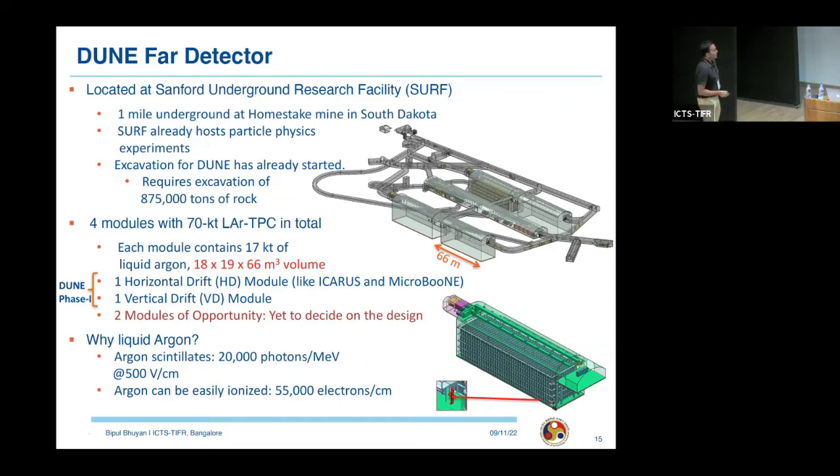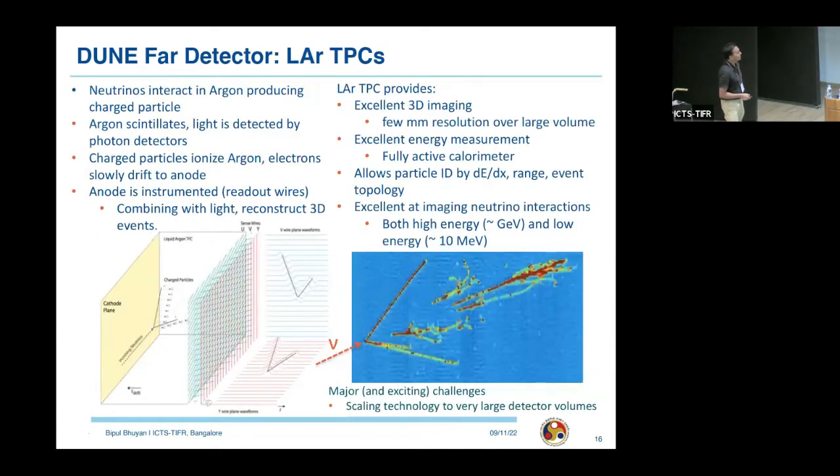Argon actually scintillates. It produces about 20,000 photons per MeV at this particular 500 volt per centimeter. And argon can also be easily ionized, so you get about 55,000 electrons per centimeter. So what you can do is use both of these pieces of information, the ionization as well as the scintillating light, to do a kind of 3D event reconstruction. And that's a very important point here.